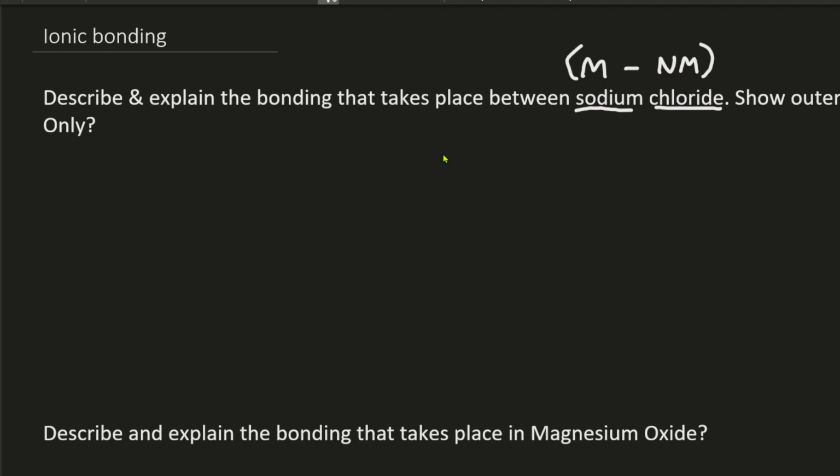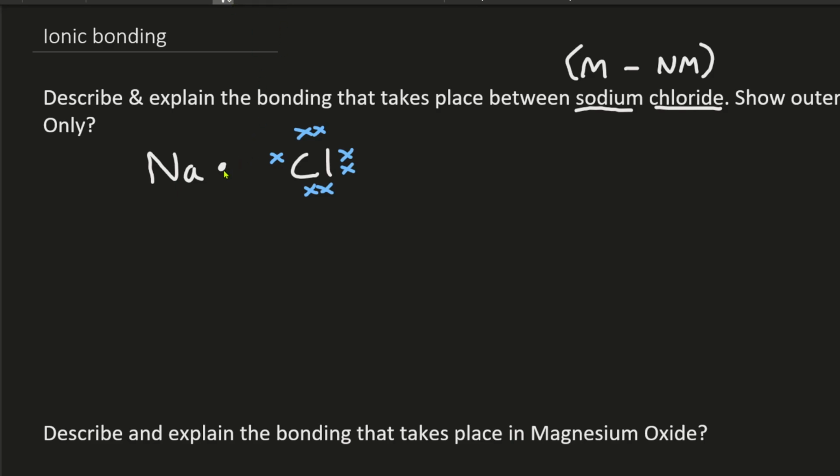Ions, ionic means charges are involved. Okay, so the first thing we're going to do, we're only going to show the outer electrons only. We're going to draw a dot and cross diagram to make sense of this. So Na is in group 1. Group 1 means it has 1 electron in its outer shell. Chlorine has 7. It's in group 7. So 1, 2, 3, 4, 5, 6, 7.